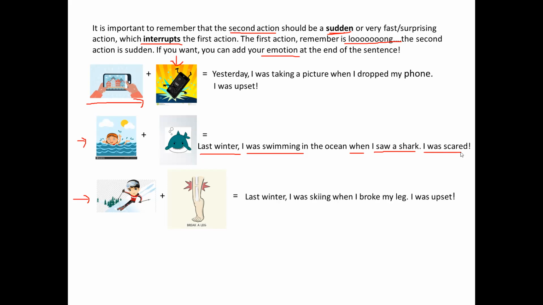Number 2. Last winter. Long action, I was skiing. When? Bang, I broke my leg. Sudden action. I was upset. Your emotion.